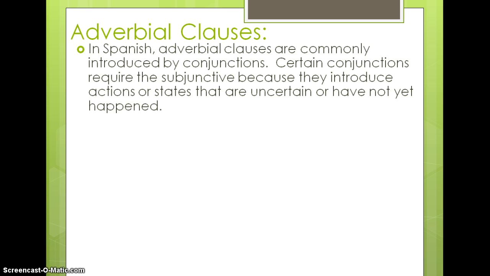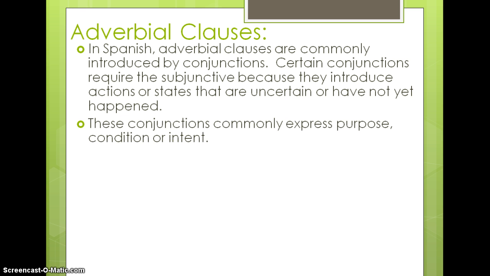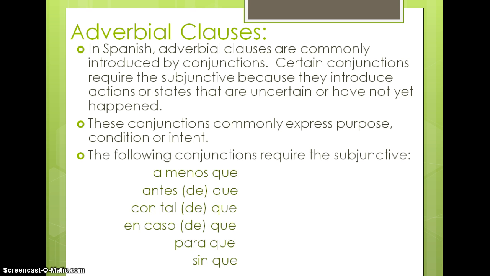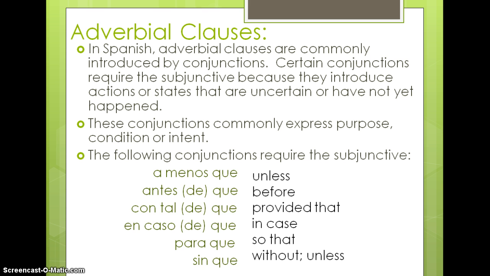So, in Spanish, adverbial clauses are commonly introduced by conjunctions. Certain conjunctions require that the subjunctive be used because they introduce actions or states that are uncertain or have not yet happened. These conjunctions are commonly used, they express purpose, condition, or intent. And here they are: a menos que, antes de que, con tal de que, en caso de que, para que, and sin que. Again, be sure and pause as needed.